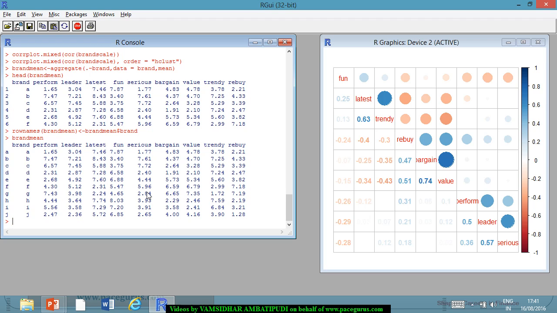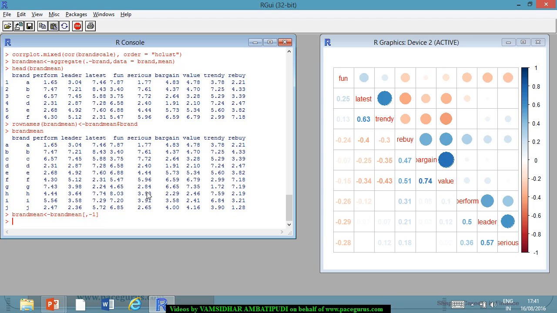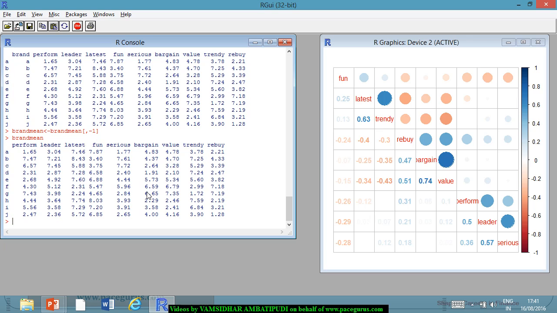If required, now I can even remove the brand. So brand mean, I'll simply call it brand mean of all the columns minus 1. I can remove the first column now. So now my brand mean will become just performance, leadership. So these are the different kinds of values that I can get.